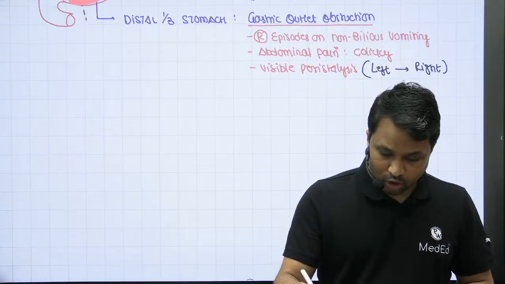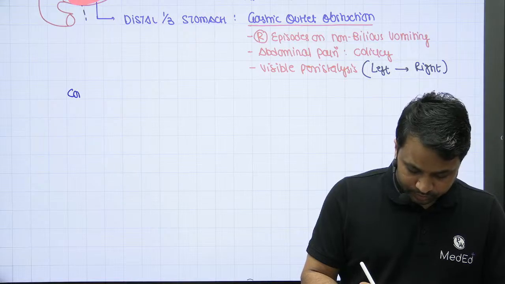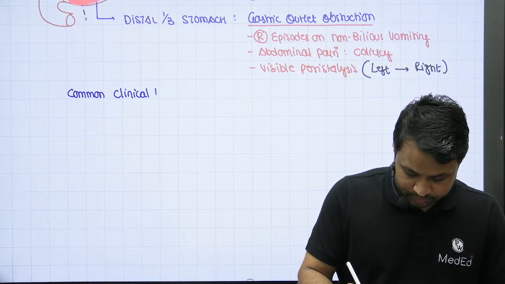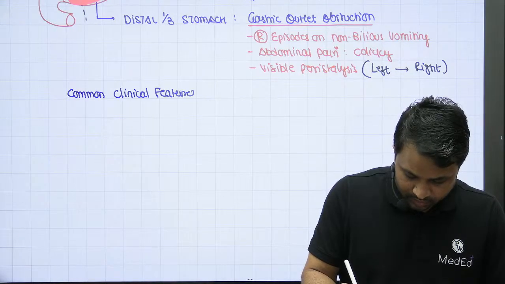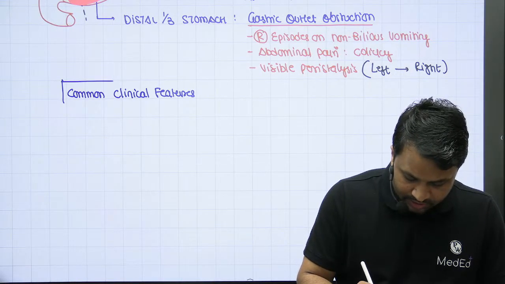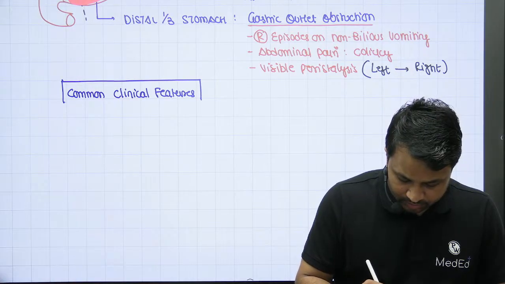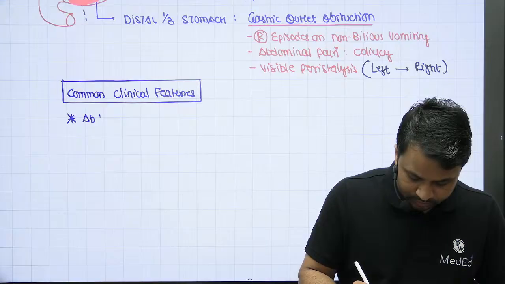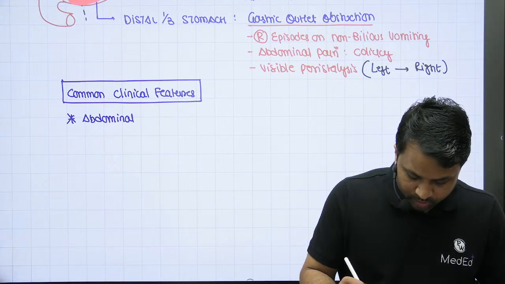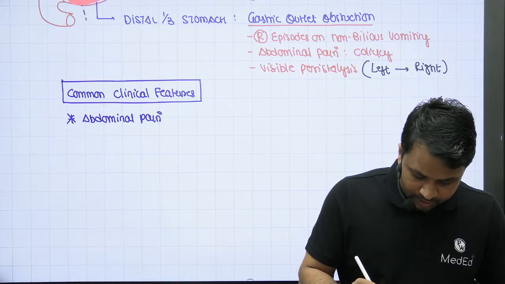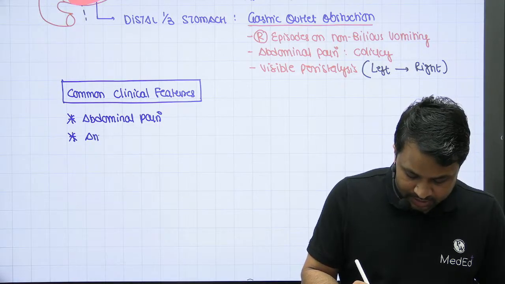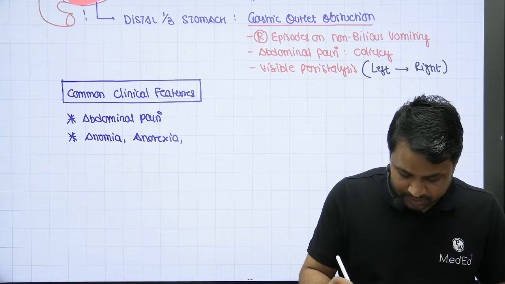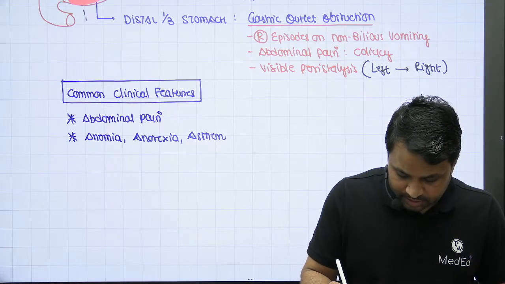Now, the common clinical features that will be present in all presentations of CA stomach: there will be abdominal pain. It will be associated with 3 A's, that is anemia, anorexia, as well as asthenia, that is tiredness, right?